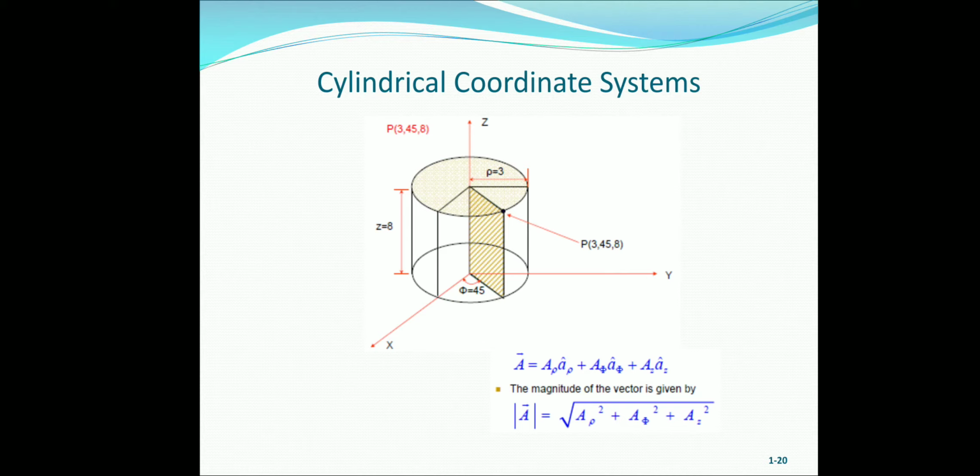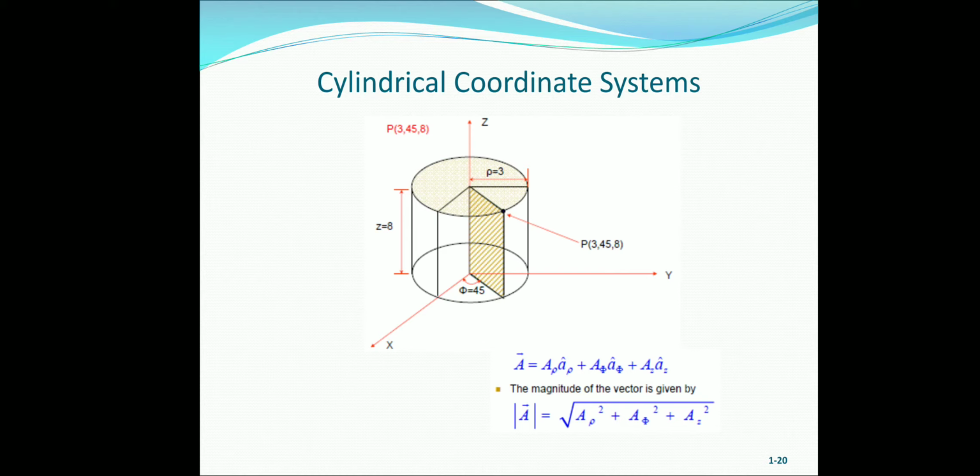We can represent a point P of 3, 45 degrees, 8. That means P of 3, 45 degrees, 8. We can represent that point as the intersection of rho equal to 3, phi equal to 45 degrees, and z equal to 8. That is shown in the figure.